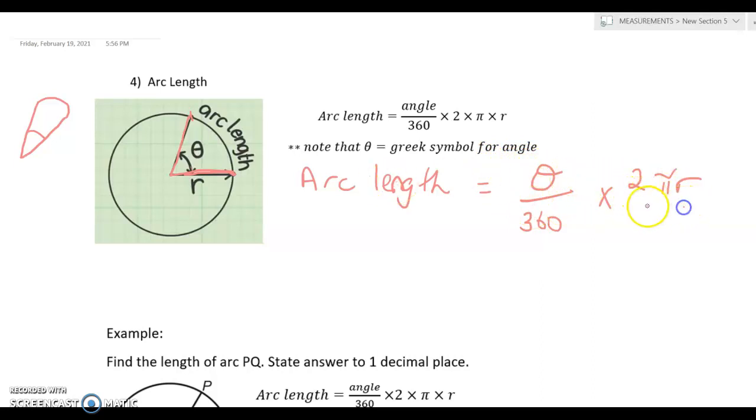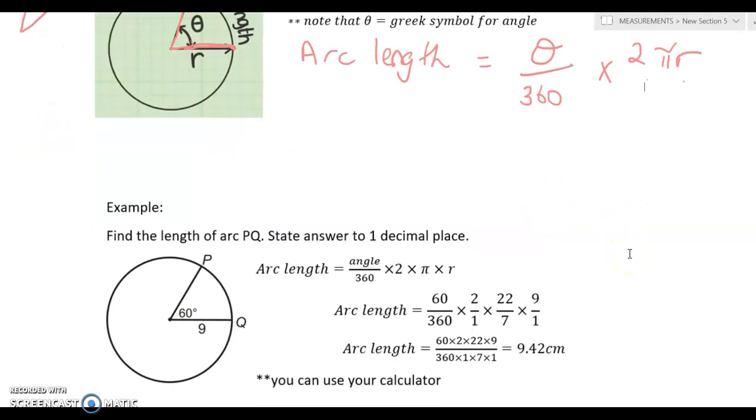2 pi r is actually the formula for what? The circumference of the circle, right? So it's like a fraction of the circumference of the circle. So yes, arc length is angle over 360 times 2 pi r, or theta over 360 times 2 pi r.